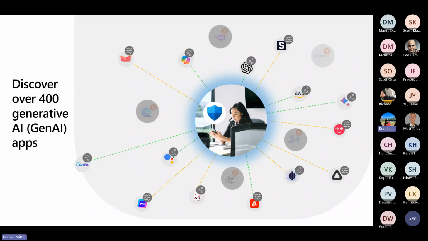That's where Defender for Cloud Apps comes into the picture. It discovers over 400 Gen AI apps, and the list of apps is updated continuously as new ones become popular. This means that you can see all the Gen AI apps currently in use in your organization, know their security posture and what risk they might bring, and set up controls to prevent their usage or block them if you don't want your users to use them.